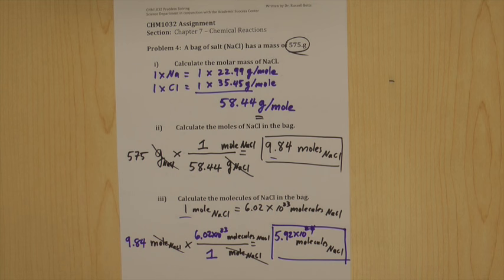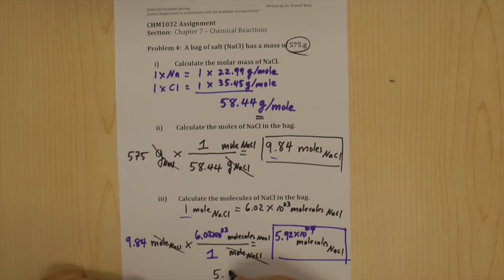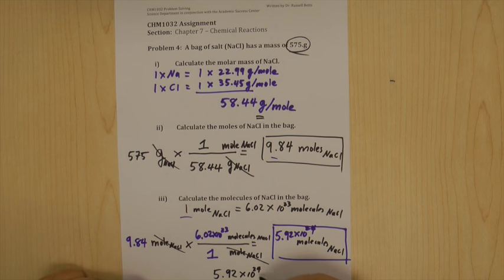Let me write the answer down here a little bit cleaner because we had a little bleed through there. Let me use a black marker. It seems to work better. So the final answer is 5.92 times 10 to the 24 molecules of NaCl. I'm sorry for the marker bleed through here. It's kind of challenging. There we go. All right. So that is how you solve that problem.